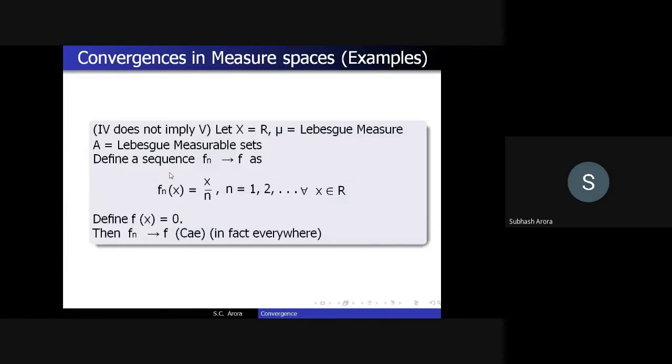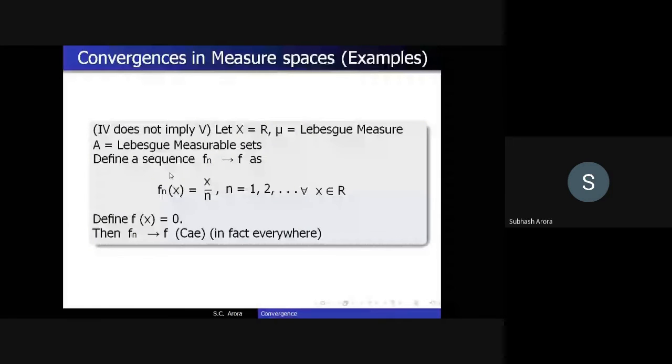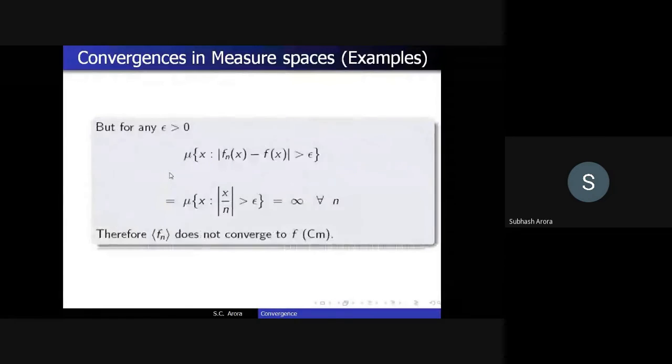and define f(x) equal to 0, then f_n converges to f almost everywhere. In fact, it is everywhere convergent, because when n tends to infinity, the limit of f_n(x) is equal to 0. But for any epsilon greater than 0, mu of all those x such that |f_n(x) - f(x)| would be greater than epsilon.